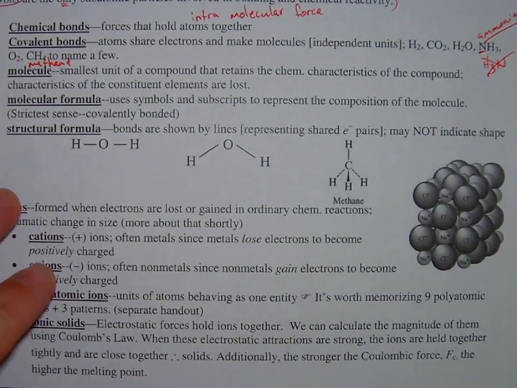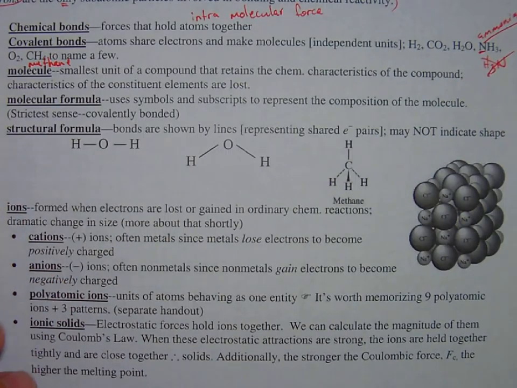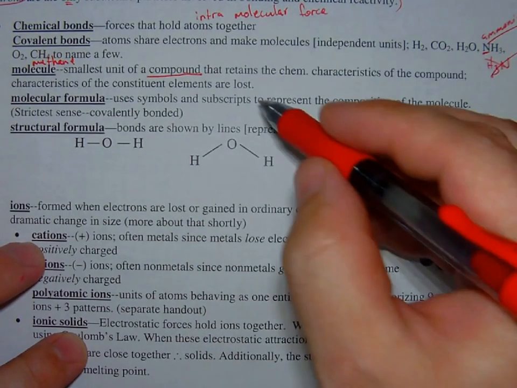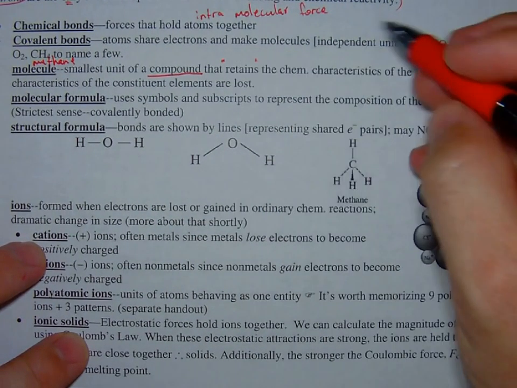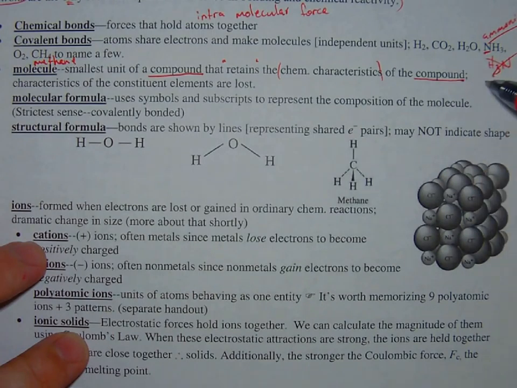So a molecule is the smallest unit of a compound that retains the chemical characteristics of the compound. Does that sound similar to our definition of an atom? It should strike a bell, but instead of saying atom, we're saying molecule here. It's the smallest unit of a compound, so it's not an atom. It's a compound that retains the chemical characteristics of that compound.